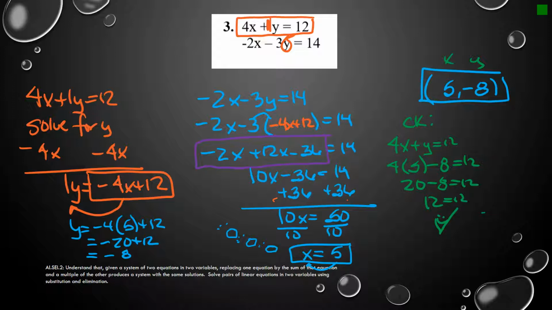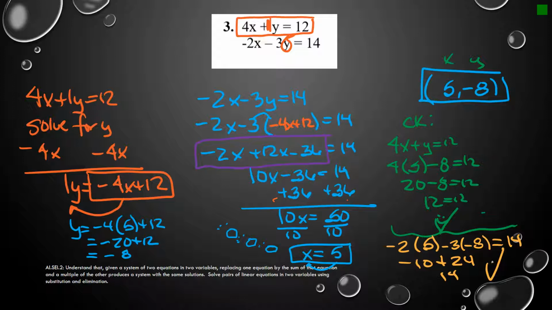So the next one, this is going to be really squishy. We've got negative 2. We're going to put 5 in for x, minus 3, we're going to put negative 8 in for y. We want to see if that equals 14. Does negative 10 plus 24 equal 14? Yes, ma'am. Look how colorful that is. I just want to take a moment and look at that. Oh, that is beautiful. Loving it, loving it.